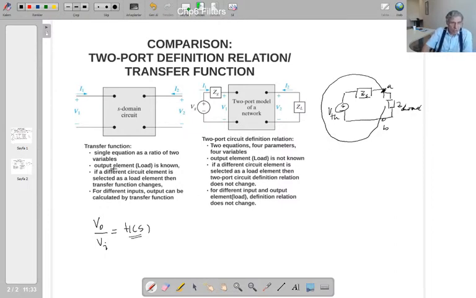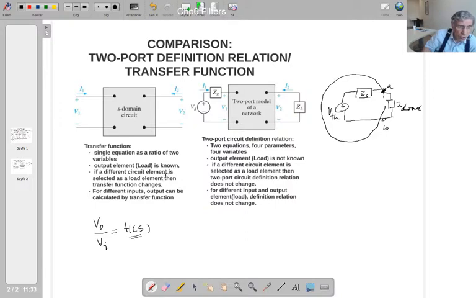So there is a list here: single equation as a ratio of two variables. It is just the format type. Two equations, four parameters, two ports. Input element is known if a different circuit is selected. As an output element is known, in the transfer function, the output element is known. In the two-port system, the output element is not known, so this is excluded.